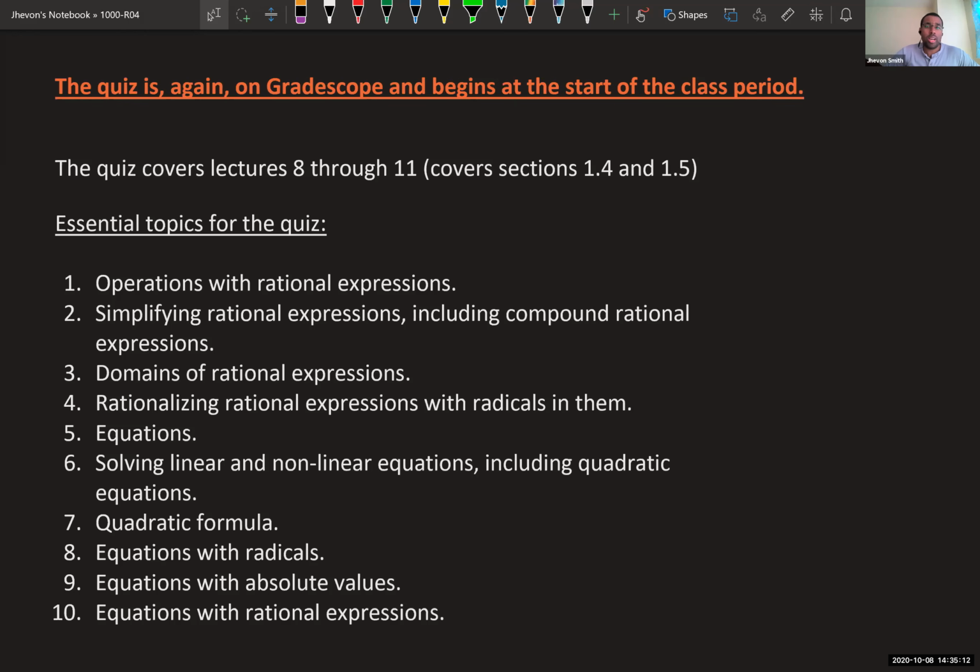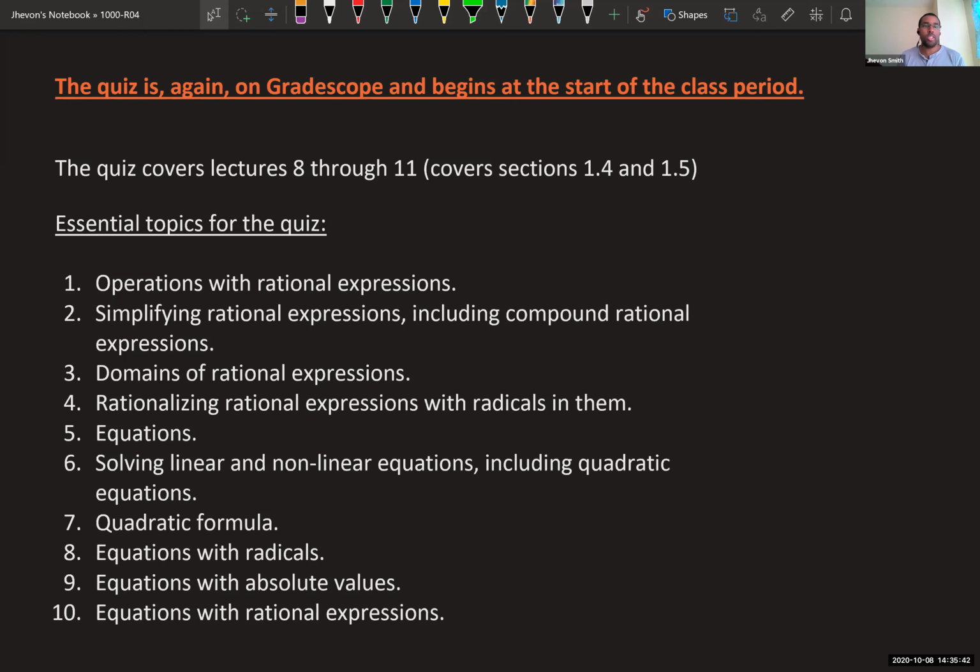Operations with rational expressions. If I give you 2 rational expressions, do you know how to add them, subtract them, multiply them, divide them? Do you know how to simplify rational expressions is the second thing, including compound rational expressions. If I give you a rational expression that contains rational expressions, like fractions inside of a fraction, and ask you to simplify that, would you know how to do it? Things of that sort.